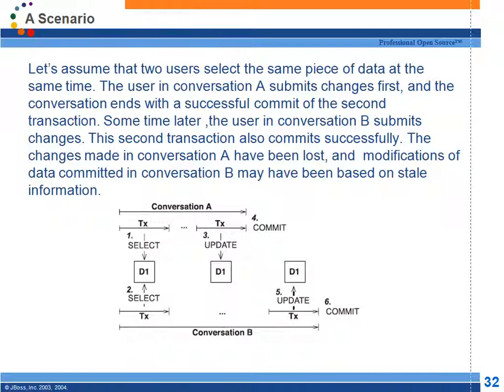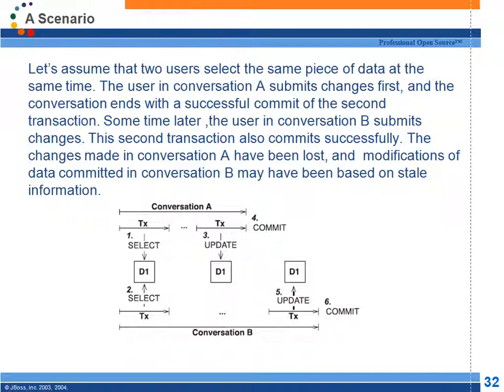Okay, now see this example. There are 2 conversations starting in parallel, conversation A and conversation B. Both conversations have fired the same select query. They got the results, dataset 1. Then conversation A fires an update, updating the same dataset with some new values. After this is committed, conversation B fires an update on the same dataset, because both of them are working on the same dataset. Now let's assume this is updated and committed.